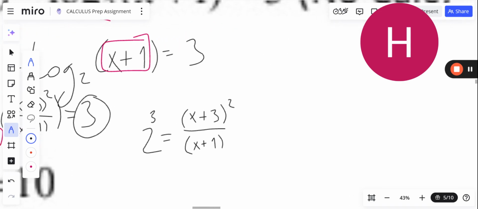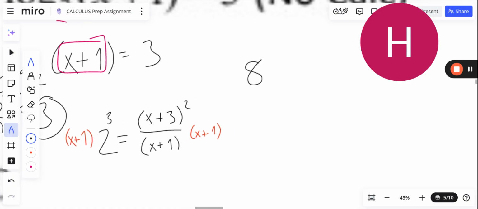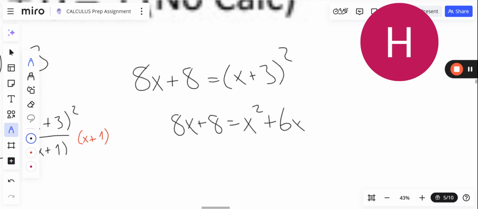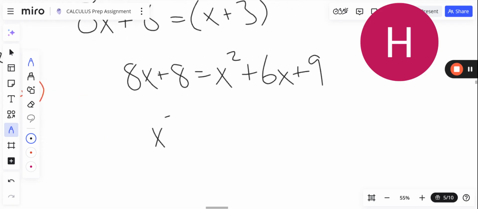Now we're ready to solve this as a normal quadratic situation. Let's multiply both sides by x plus 1. And we multiply that to the 2 cubed, which is just 8, right? So this shouldn't be a big surprise. 8x plus 8 equals x plus 3 squared. After you expand, you'll see clearly that this is a quadratic, and you can solve it like a quadratic by moving everything over to one side.